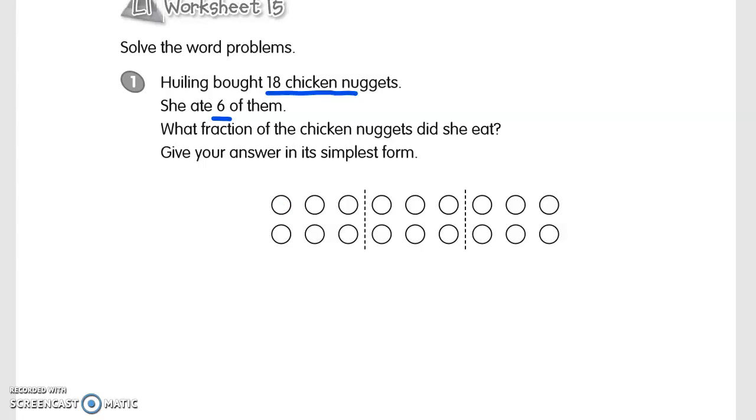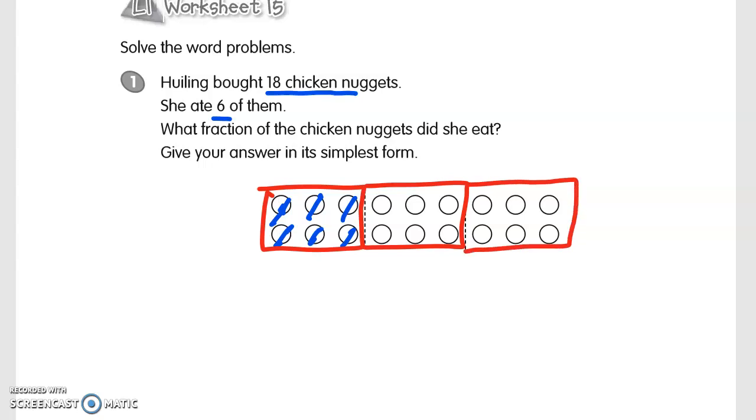So using the pictorial here, we can just cross out the 6 chicken nuggets that she ate. Now if you look closely, these chicken nuggets are actually in sets. So we have one set here, there's another set here, and another set here. There are a total of 3 sets, and from the sets we can see that she ate 1 out of the 3 sets.